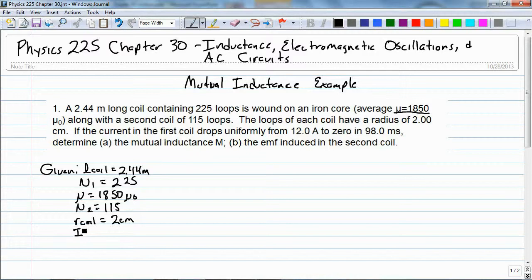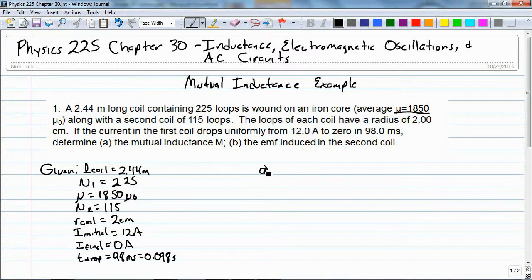Our initial current is equal to 12 amps. Our final current is equal to 0 amps. And our time for the drop of current is 98 milliseconds, or that's 0.098 seconds. So we'll start with A, the mutual inductance.